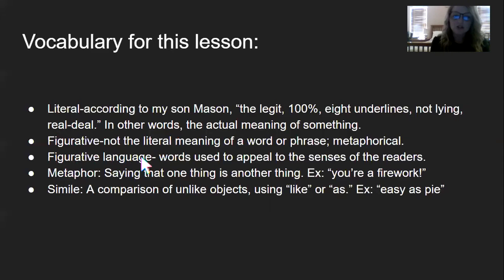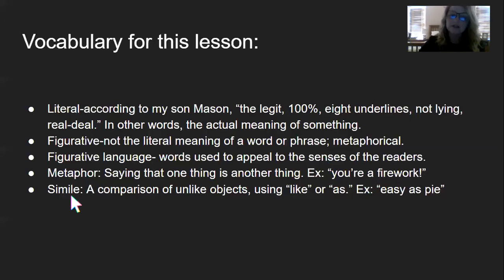Figurative language is words that are used to appeal to the senses of the readers. And here's that, just to review, because I think you did go over this in a previous lesson, metaphor is saying that one thing is another thing. For example, there's a song that says, "You're a firework." We know nobody can actually be a firework, but you're comparing two things that are not the same, and you're basically saying you are this thing, and that is a metaphor.